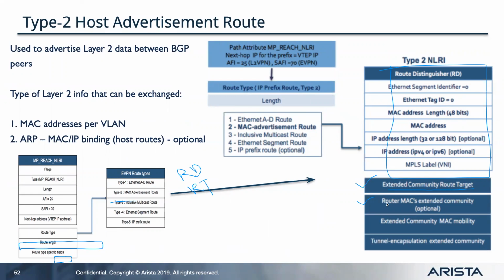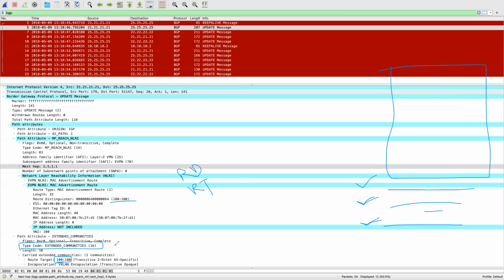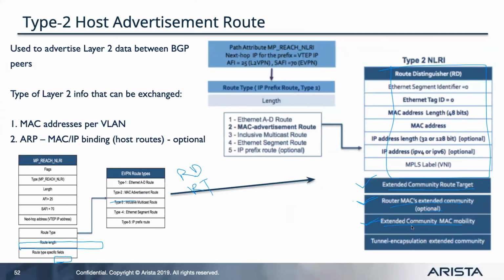Next is the router's MAC extended community. This is optional, and we will see when this is needed. Right now for this one, we don't have this. Another one is the extended community MAC mobility. Again, in a couple of slides I'll explain when this is needed. Right now it is not here in this packet capture, because it's not always needed.